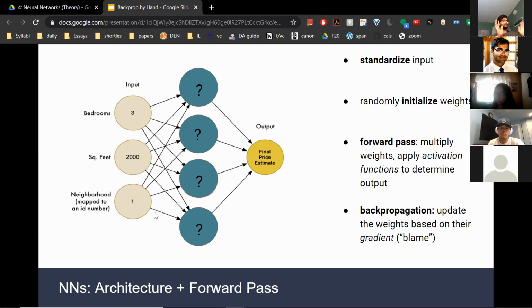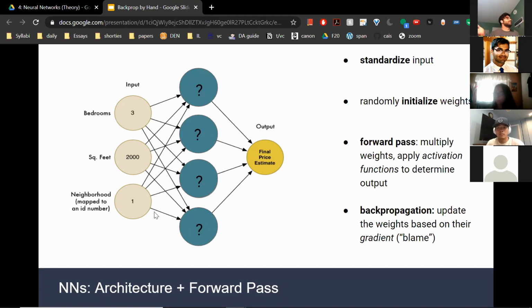We start off with this assumption that every feature should just be on a level playing field. It's really asking the question, for this particular feature, for bedrooms, does it have more bedrooms than the average or fewer bedrooms than the average? And by how many standard deviations? That's basically what it's asking.